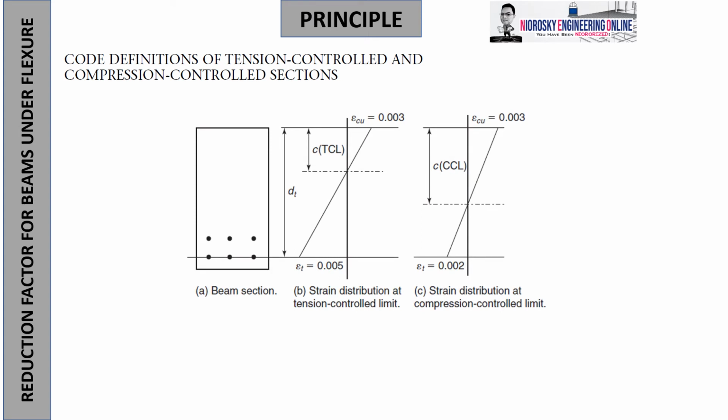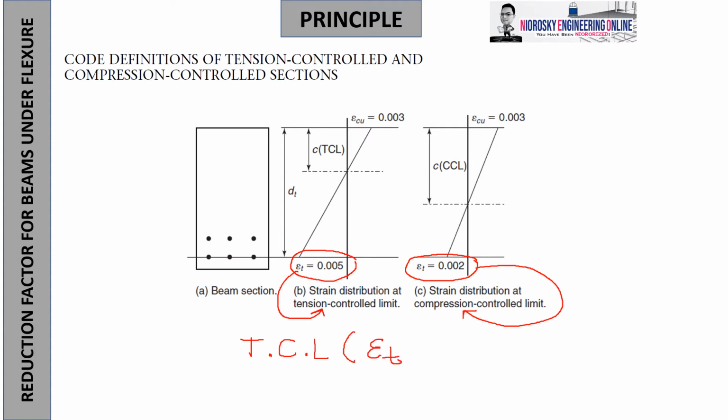Okay? The code said earlier, for a tension controlled system, the understanding is that the strain is 0.005. Okay? For tension controlled. For compression controlled, set e sub t as 0.002. Okay? So, let me write this. At the tension control limit, we need to use that e sub t, or the maximum tension strain of steel, which is 0.005. We need to set that by the code.